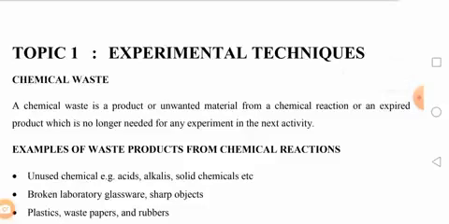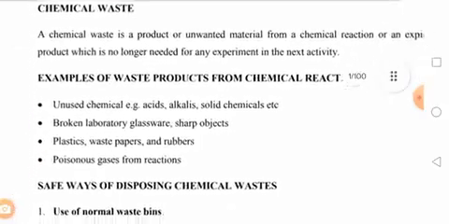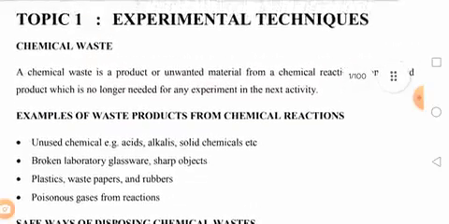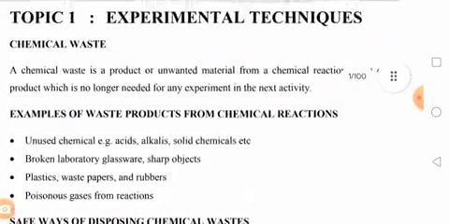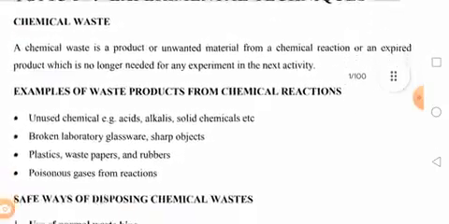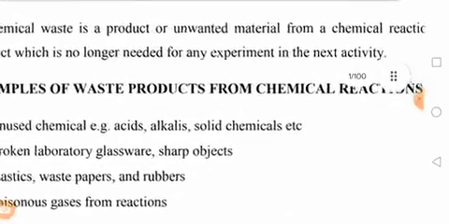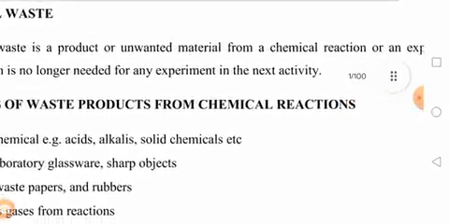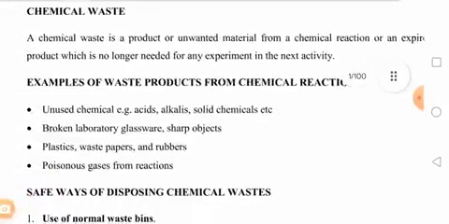Remember, we have different types of waste, but as of now, we are interested in chemical waste under experimental techniques. Okay, what is a chemical and what is a waste? Hopefully you know the chemical, but what is a chemical waste? A chemical waste is a product or unwanted material from a chemical reaction. Any unwanted material from the chemical reaction, that is a chemical waste.